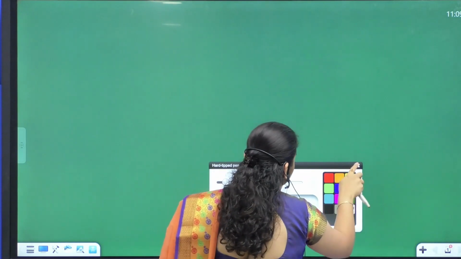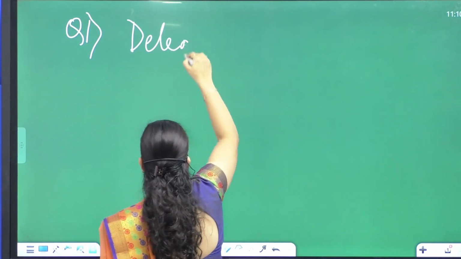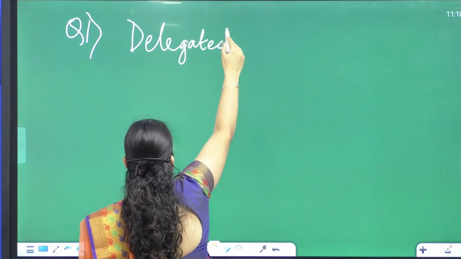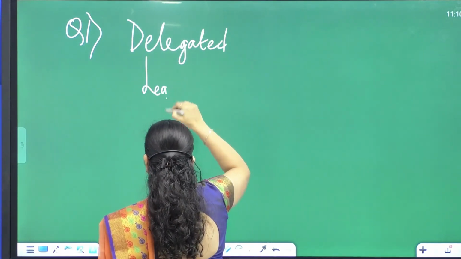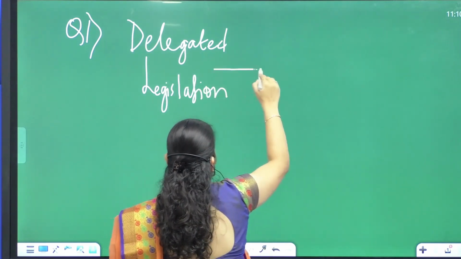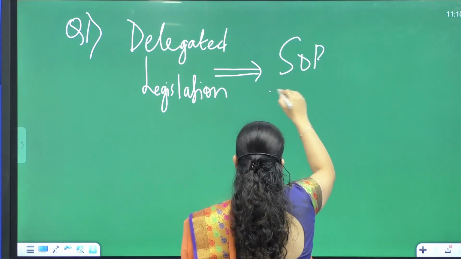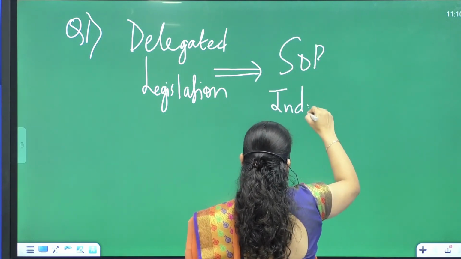So the question is, question 1: delegated legislation and to what extent it violates the separation of power in the Indian context.